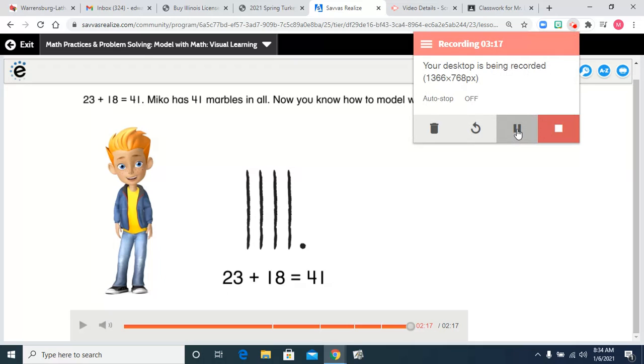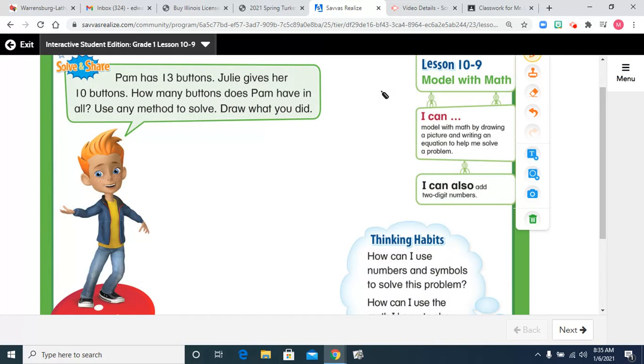Okay, you need to be in volume 2 of your math book, and you need to be on page 591. Okay, if you're on page 591, it should look like this. Let's read the directions and figure out what we have to do. It says Pam has 13 buttons. Julie gives her 10 buttons. How many buttons does Pam have in all? Use any method to solve. Draw what you did.